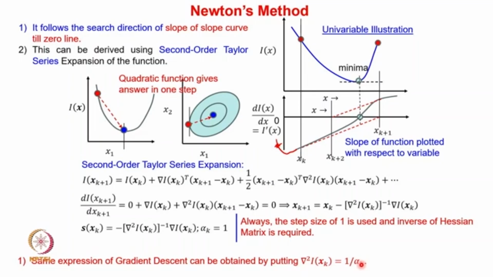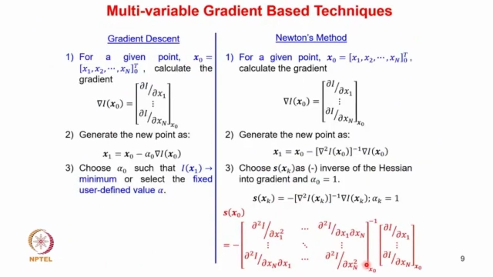As alpha k. So del square I x k is nothing but the Hessian matrix, and the Hessian matrix we are taking as 1 by alpha k in case of gradient descent. Okay. So the same thing is written. The procedure here is like this.